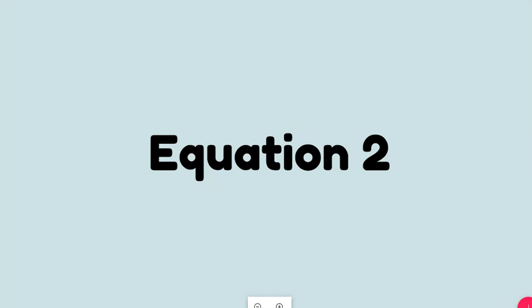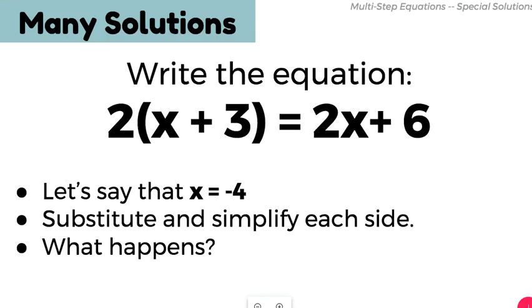Let's look at another equation. This is our special case equation 2. Copy this equation down: 2 times the quantity x plus 3 equals 2x plus 6. So copy this equation down.